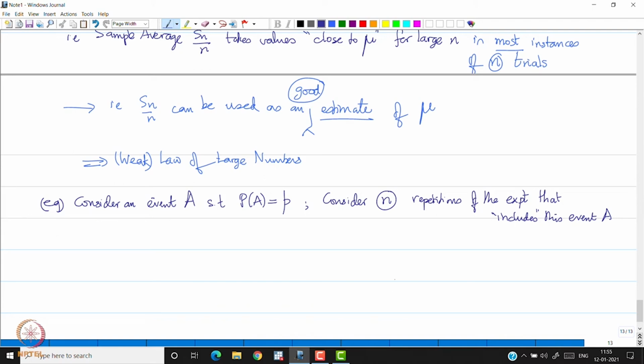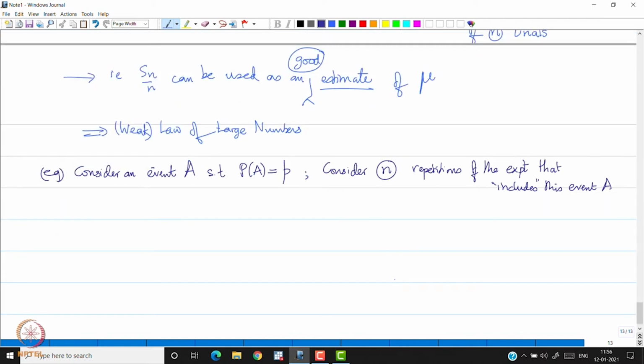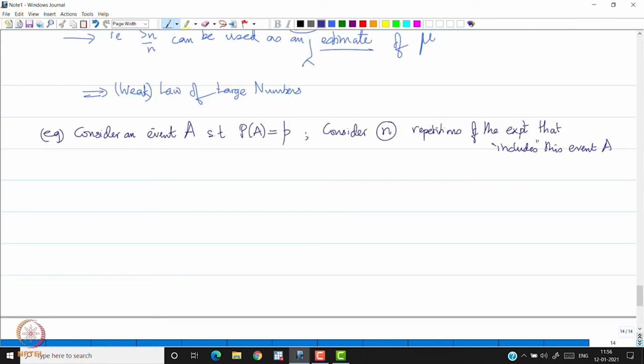Just for example, you roll a die and A could be the event that you get a 6, in which case P(A) will be 1 by 6, and we are considering n repetitions, n rolls of the die, or rolling n identical dice, whatever. We are going to look at this very simple setup. So we have n independent repetitions, and we are going to apply this weak law of large numbers to exactly this scenario, but how am I going to define xi? That is the key thing.